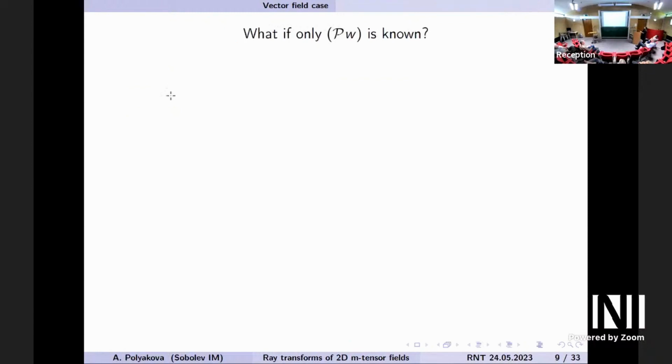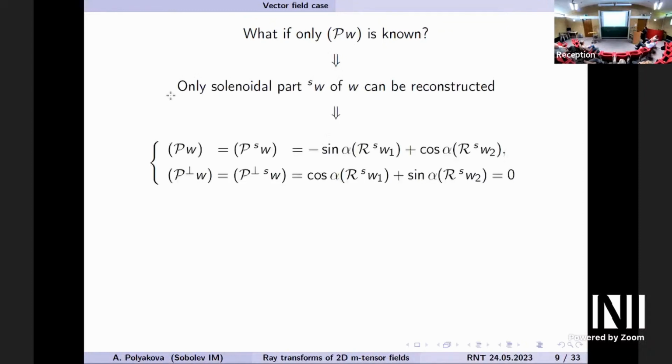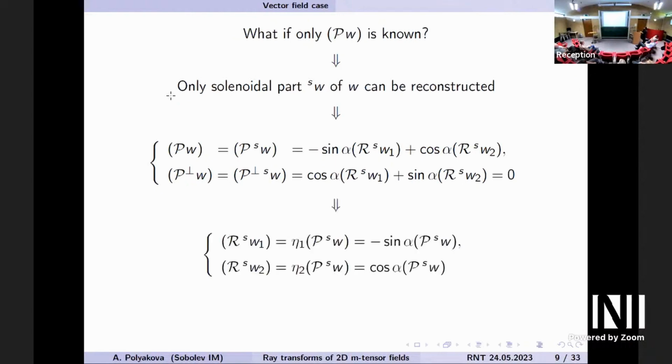And for example, if only one ray transform, for example the longitudinal ray transform, is known, as I said, only the solenoidal part we can reconstruct from this data. In other words, we can write a system of such type, and the second equality is equal to zero because a solenoidal vector field belongs to the kernel of the transverse ray transform. And then we can solve this system, use inversion formulas for the Radon transform, and we get the components of the solenoidal part of this vector field. For the transverse ray transform, the solution is the same.